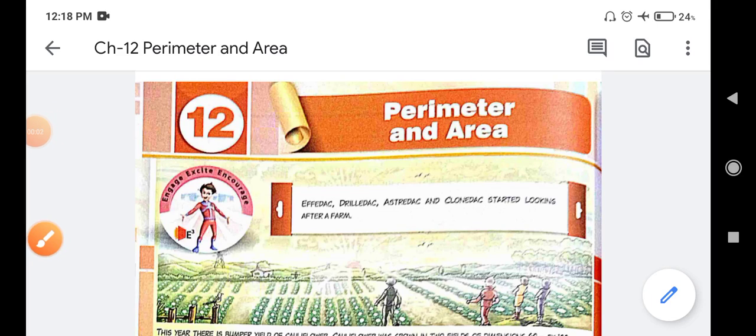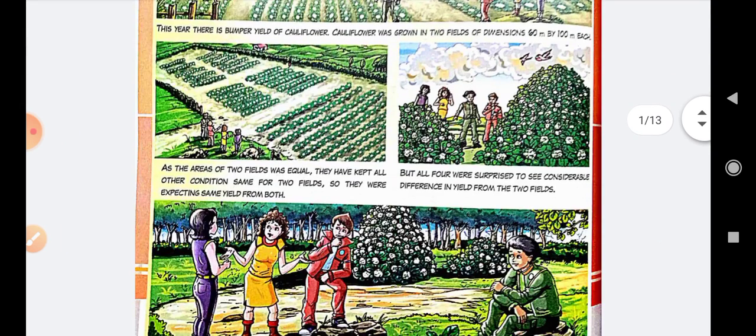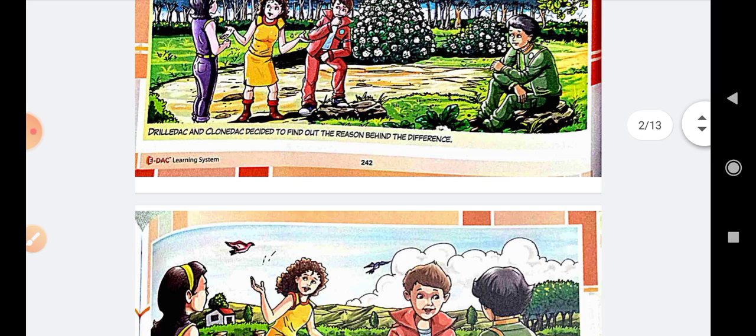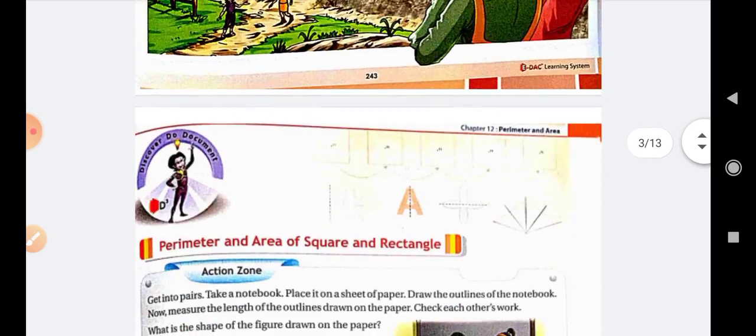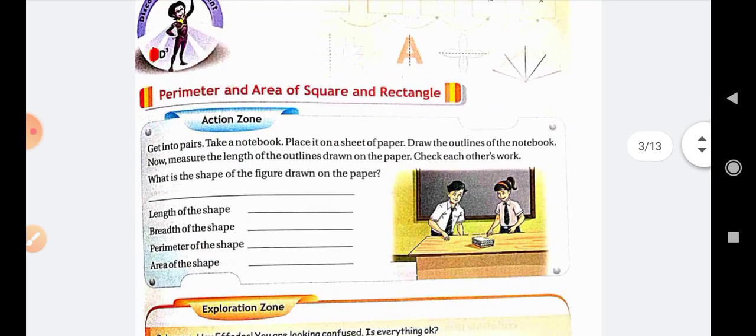Hello students, today we are going to start chapter 12, that is perimeter and area. In the previous classes you had already discussed perimeter and area. What is perimeter and area? Perimeter is the distance around the outside of a shape. That means it is the boundary of any shape. It is the measurement of the boundary of any shape.